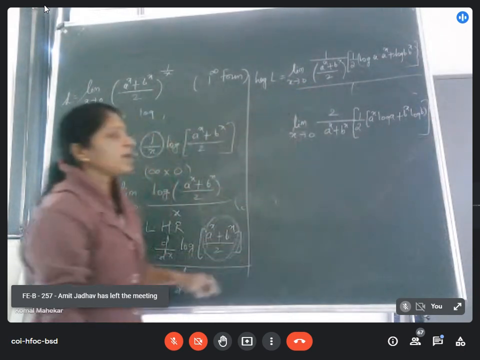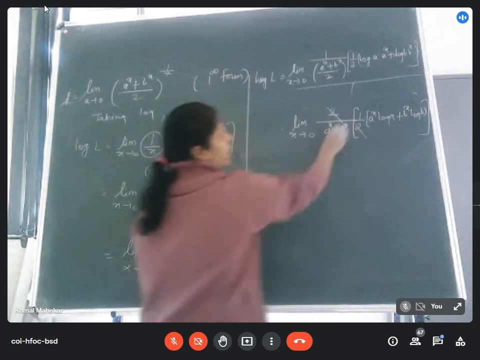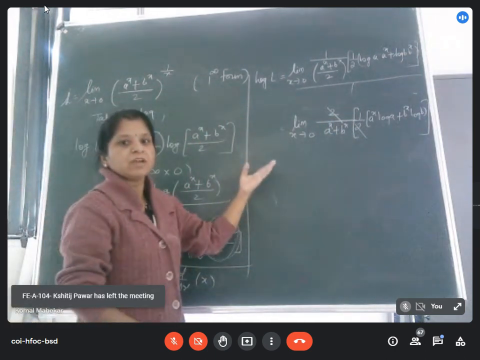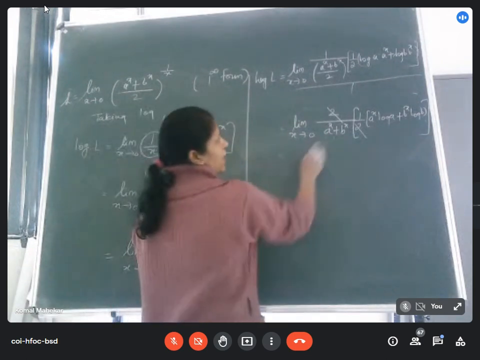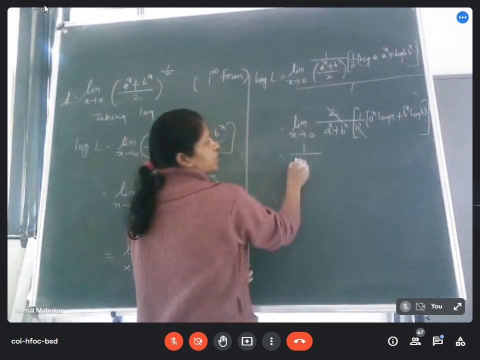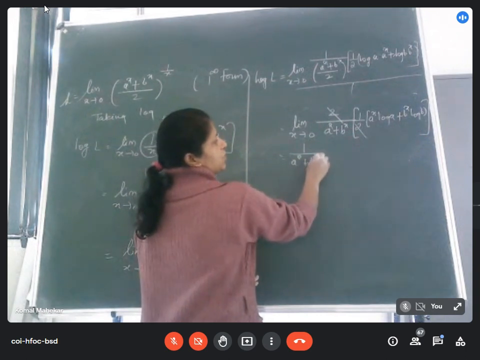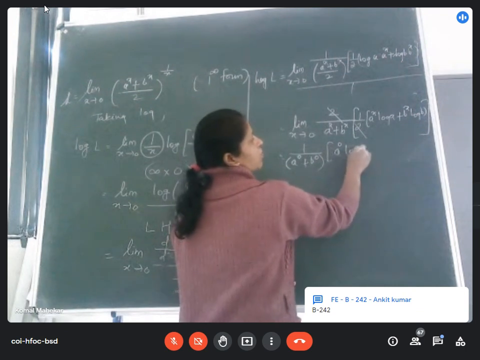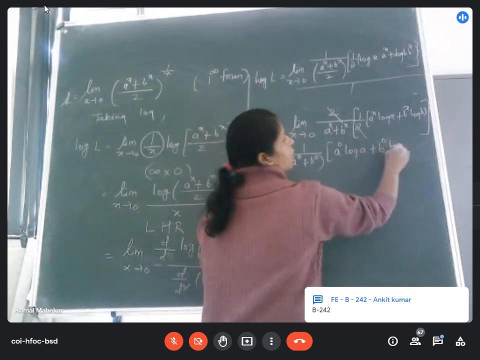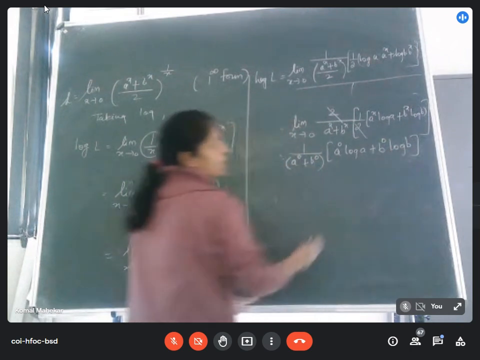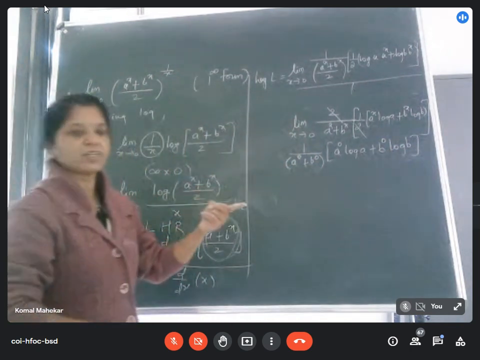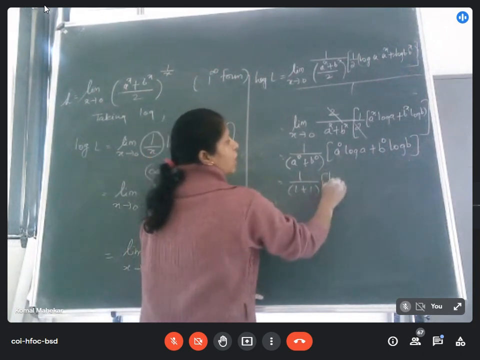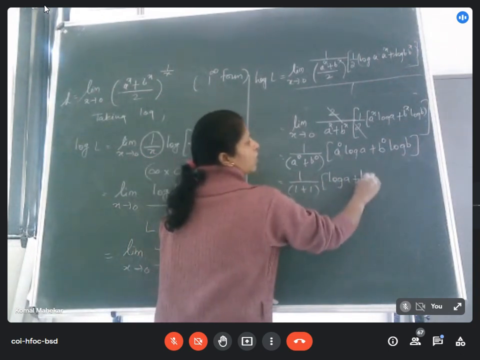Okay. And now see here, this 2 with 2 get cancelled. Whatever is the remaining term, in that you will apply the limit. X is equal to 0, so by putting x is equal to 0, this becomes a raised to 0 plus b raised to 0. Okay. Here in numerator, a raised to 0 log of a plus b raised to 0 log of b. Now a raised to 0 is 1, b raised to 0 is 1. So this becomes 1 upon 1 plus 1 into log a plus log b.